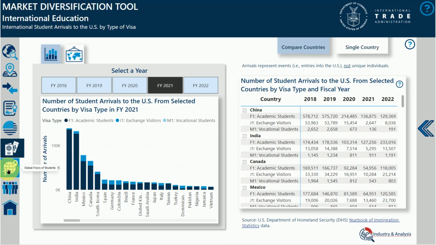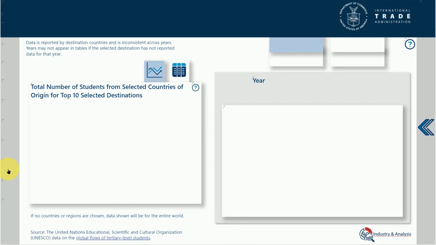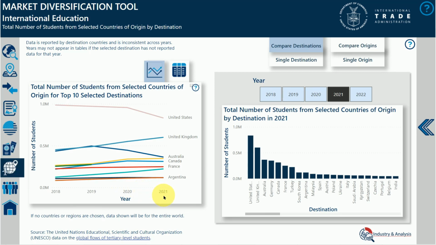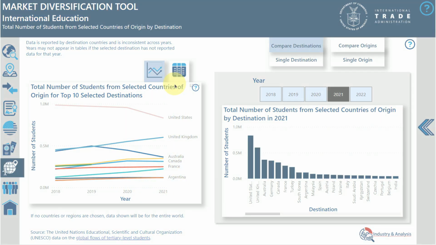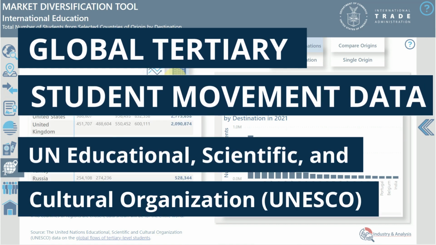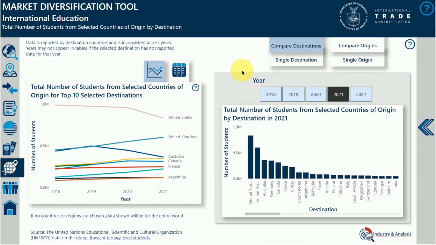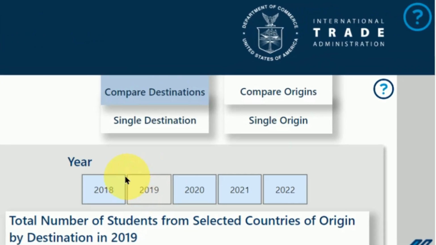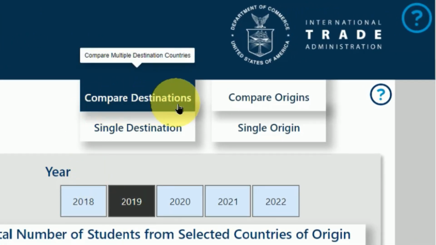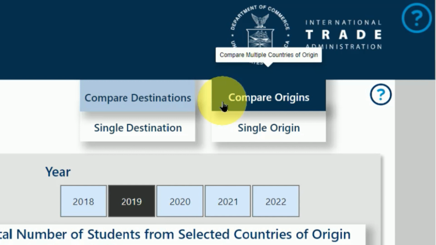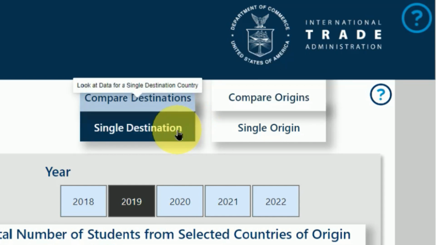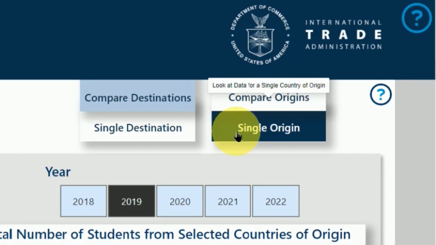The seventh button on the left takes you to the section on global data on internationally mobile college-level students. This data comes from the United Nations Educational, Scientific, and Cultural Organization, or UNESCO. It measures the annual number of tertiary, or college-level students, studying abroad by country of origin and by destination. You can compare multiple destinations or multiple countries of origin. Or you can look at a single destination or single country of origin.